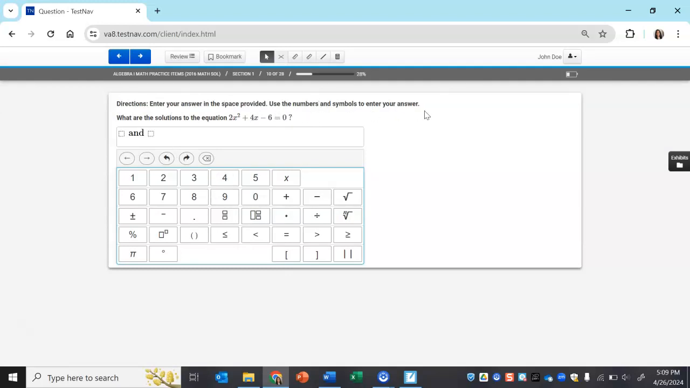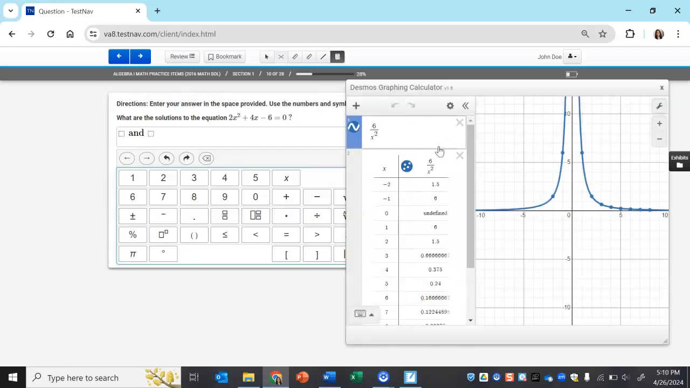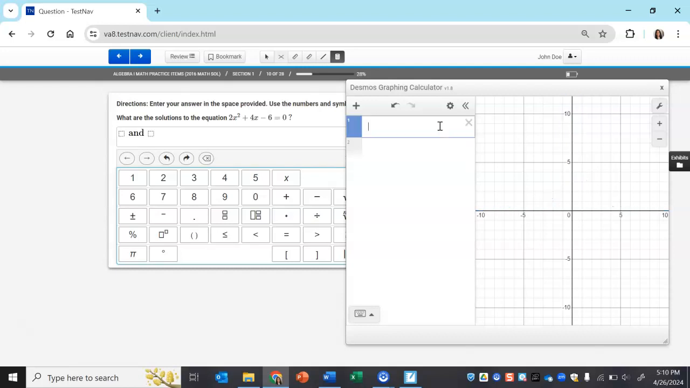Okay, enter your answer in the space provided. Use the numbers and symbols to answer your question. What are the solutions to this? So I do have an algebraic way to solve this, which is factoring it. But remember that you can find solutions to quadratics by graphing as well. Super easy. You're just going to plug it in.